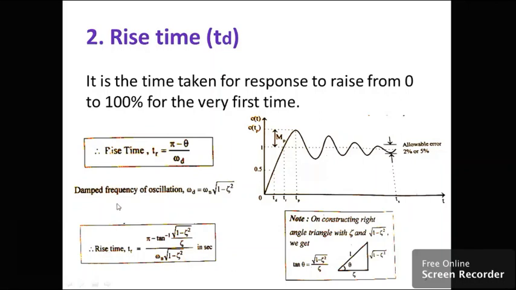So that means you can modify the first equation. Rise time TR is given by pi minus tan inverse of (square root of 1 minus zeta square divided by zeta), whole divided by omega n into square root of 1 minus zeta square. It is expressed in terms of second. Now let me figure out where is the position of rise time in the graph. So this is actually the rise time. That means time taken to reach 0 to 100% for the very first time. So as you can see, the time taken to reach 100% for the very first time is known as rise time TR.